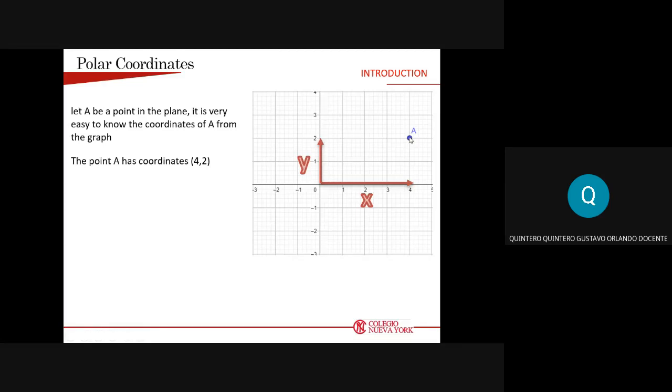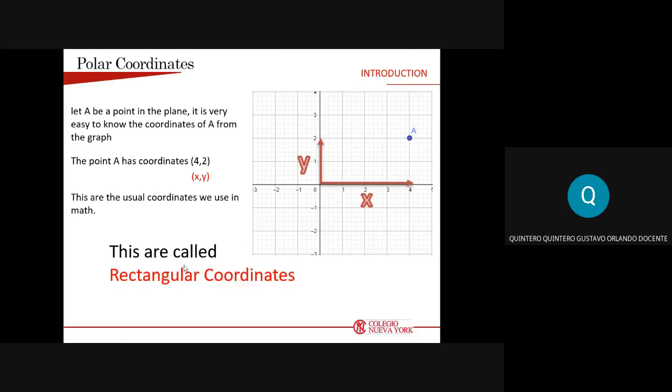These are the usual coordinates. You guys have been using this for the longest time, right? We call these the coordinates x, y, the ones that we usually use in math. These types of coordinates have a name. These are called rectangular coordinates. Go ahead and write these down, please, somewhere. These are rectangular coordinates. Why are these called rectangular?